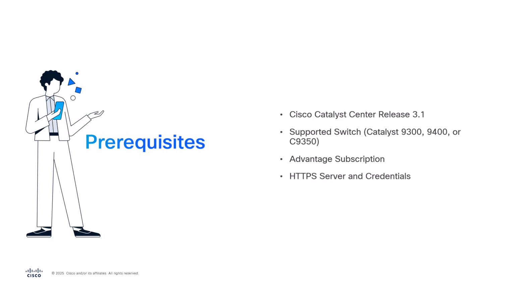Catalyst Center uses the HTTPS server on the switch to transfer agent software. Ensure that the HTTPS server is enabled on the switch and that HTTPS credentials are known to Catalyst Center. Last but not least, the deployed agent must be able to connect to the ThousandEyes backend servers over the Internet from the VLAN where the agent is installed.